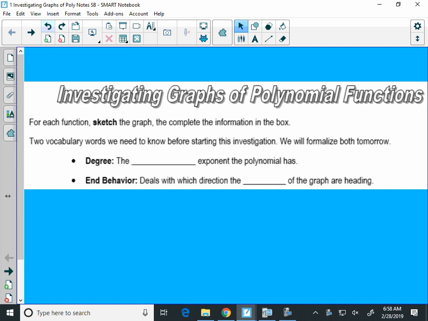And 2 vocabulary words that we need to know for this lesson are degree. Degree is the highest exponent that a polynomial has. Then we also need to understand what end behavior is. We will delve into this more tomorrow, but for now, end behavior deals with what direction the arrows of the graph are going. So today is going to be just a very basic understanding of end behavior. What way do the arrows go? And we'll make it more formal and more Algebra 2 level next time.